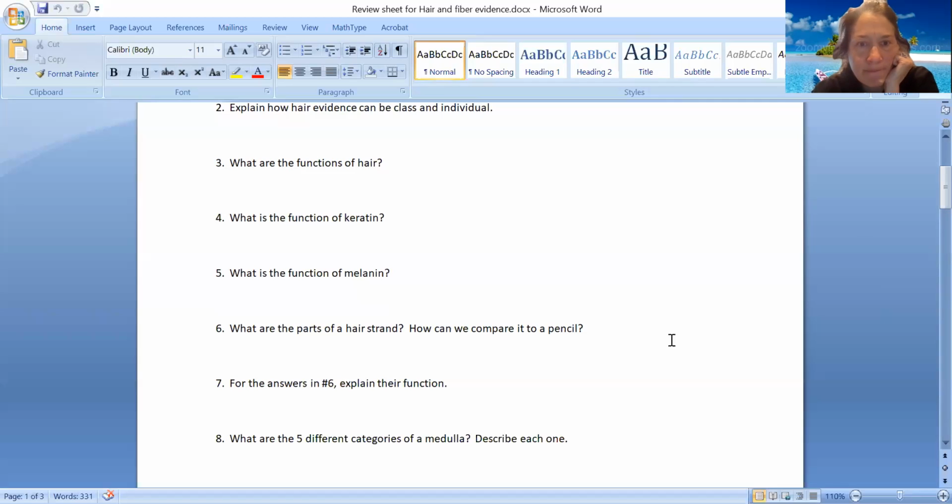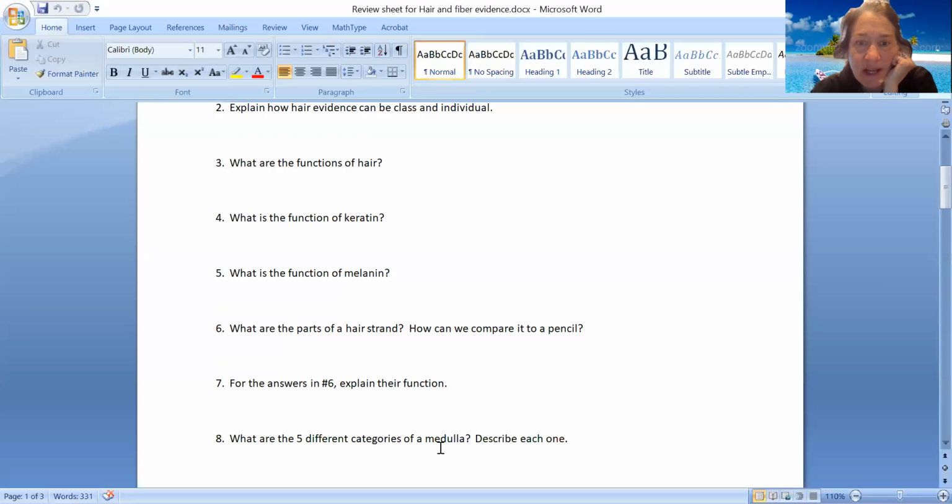Next question. For the answers in number 6, explain their function. So the function of, let's go back up here. Okay, function: we have the hair shaft and the follicle, that's the 2 parts. We've got the cuticle as the outermost layer, okay? It protects the inner layers of the hair. The cortex has the pigment, okay? Pigment varies from person to person, right?